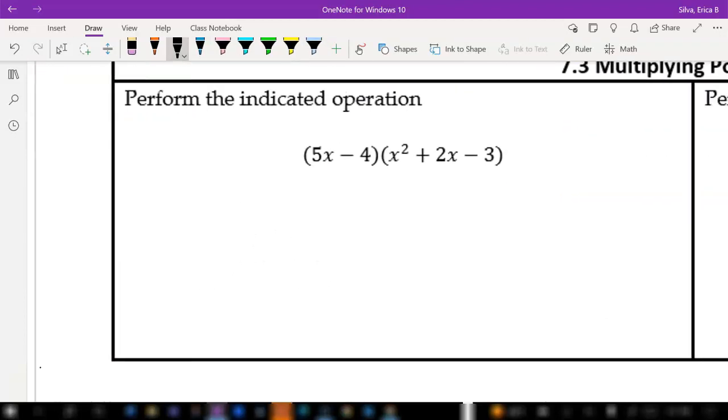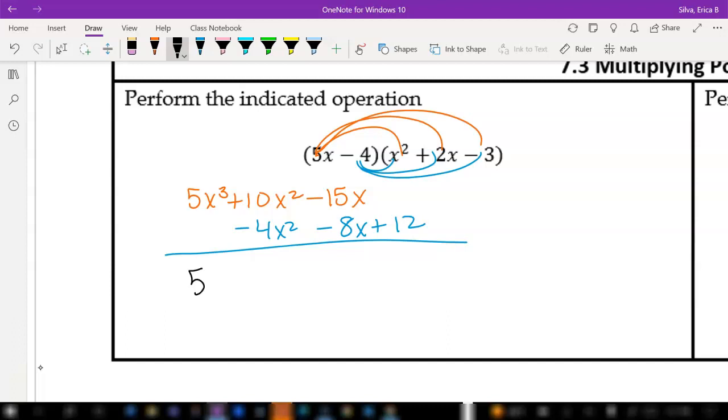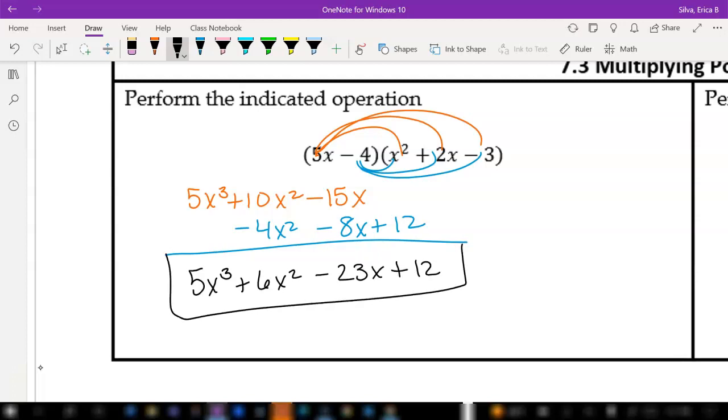We're going to multiply. So we do first term times first term using the FOIL method for double distributive. So this is 5x cubed. This is plus 10x squared. And this is minus 15x. We've got negative 4x squared minus 8x positive 12. And notice how I lined it up with its like term. So our answer is 5x cubed plus 6x squared minus 23x plus 12, if my math is correct.